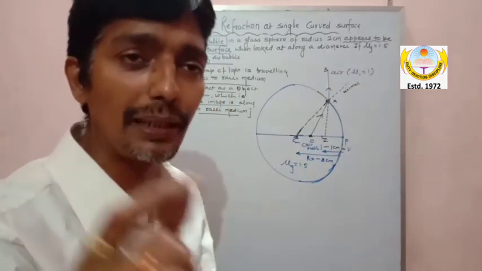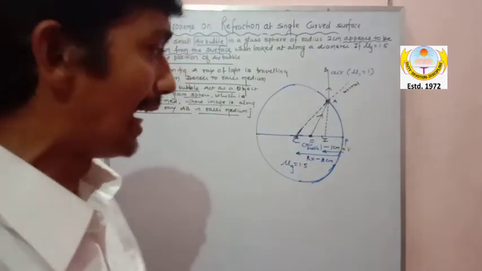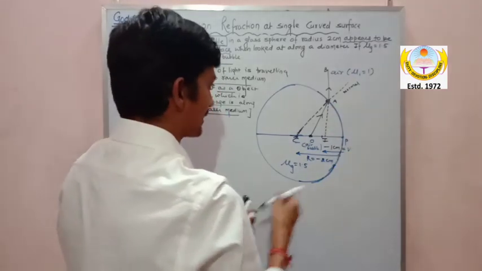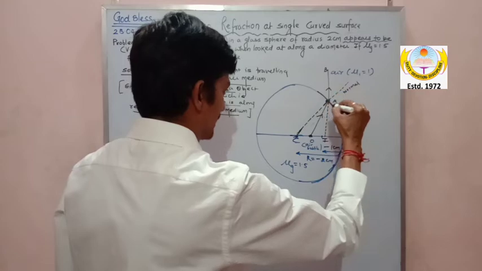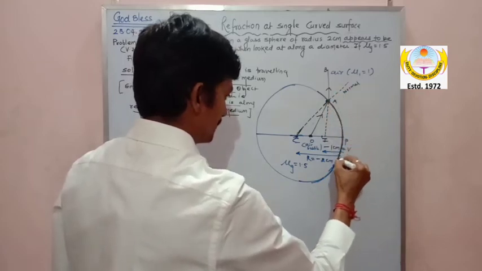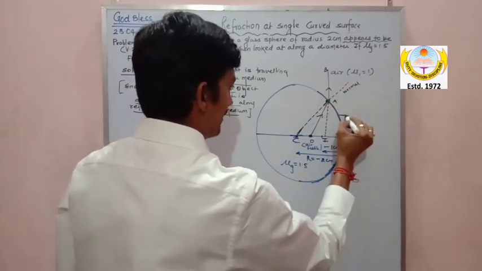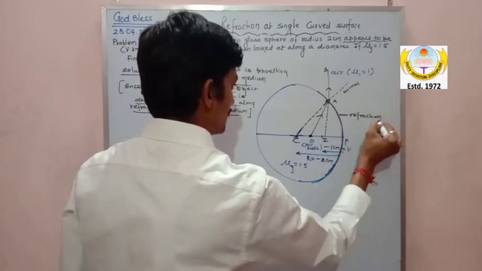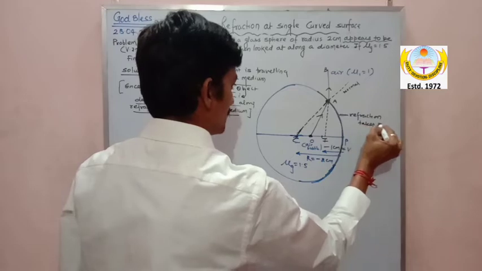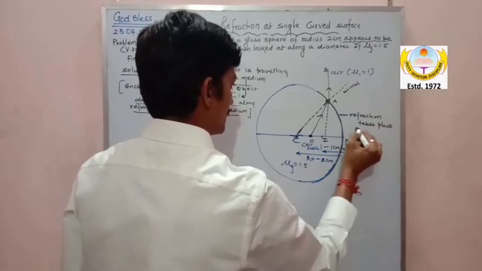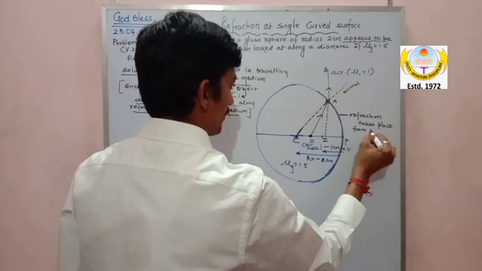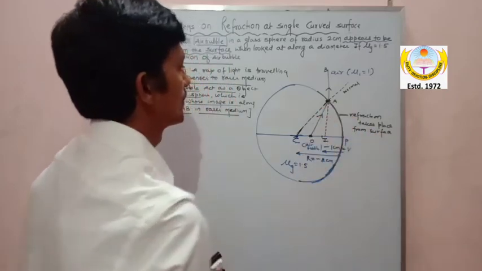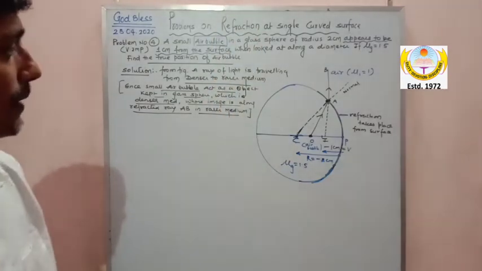Here in this question, image distance is given. And since you can see here is the way of the refracting surface, this is the refracting surface, my dear, in this case. So here I can write refraction takes place from surface. You can see. Am I clear?